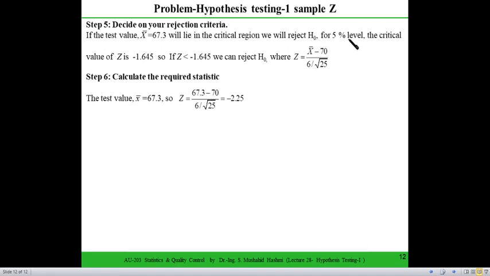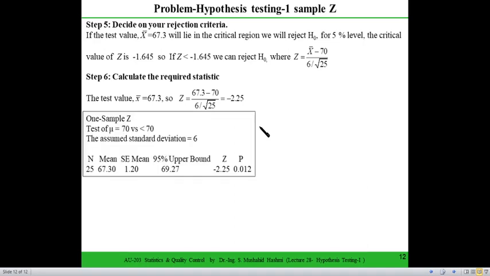1.645 is based on the 5% significance level. When the area under the normal distribution curve is less than 5%, then your z value is minus 1.645. So this is something to develop your rejection criteria. Now you calculate the test statistic based on your 67.3 value. Just substitute x bar as 67.3, and you come out to be minus 2.25. So you can see that your critical value is minus 1.645 and your test statistic, your evidence, is minus 2.25. So it is well below your critical value.